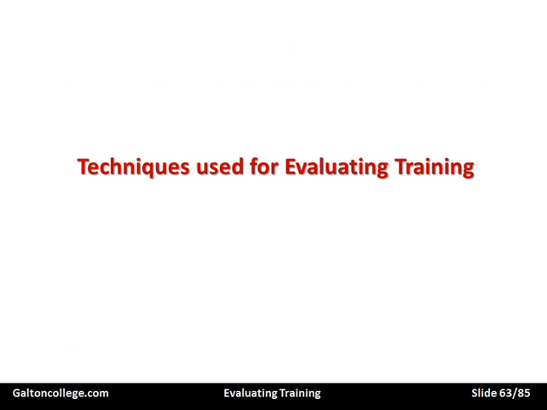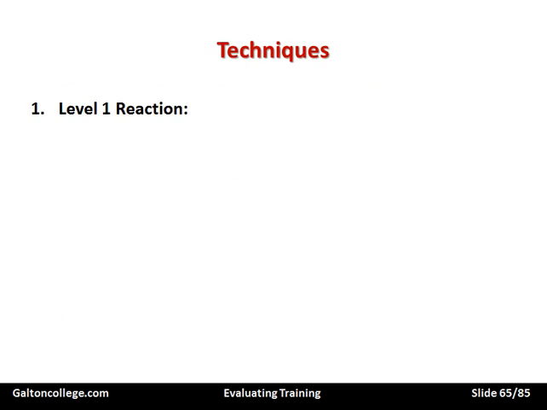Now, techniques used for evaluating training. Well, level 1, reaction, could be feedback questionnaires. As I said, could be biased. There could be issues about filling out the questionnaires, fear of intimidation if they put down a lot of negative comments, or perhaps they're not paying attention to filling out the questionnaires. A lot of bias involved in questionnaires.